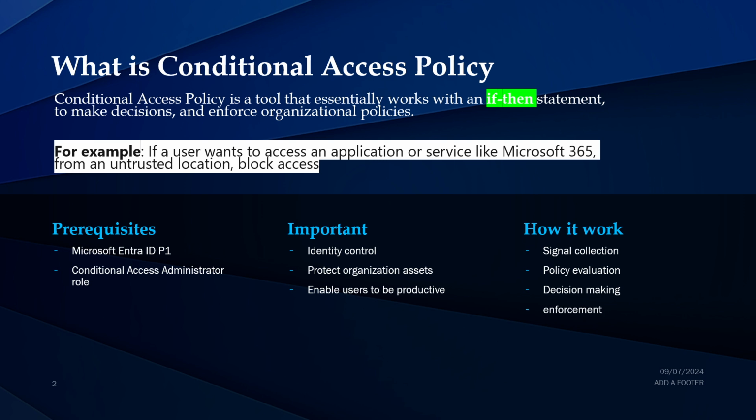So you can see it is very precise, and then you can see the importance of this conditional access policy. We said it is for identity control, protect organization access, and enable users to be productive. How it works: signal collection. It collects signals and then does the policy evaluation, and then makes the decision and enforces that particular policy. So this is how conditional access works. You can check the Microsoft Learn documentation for more information about that.